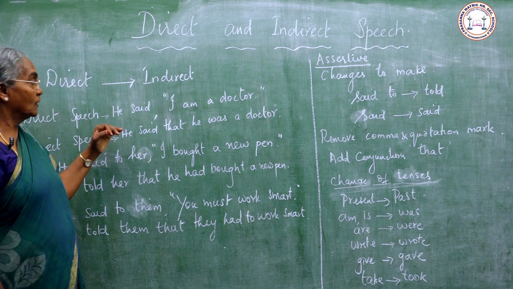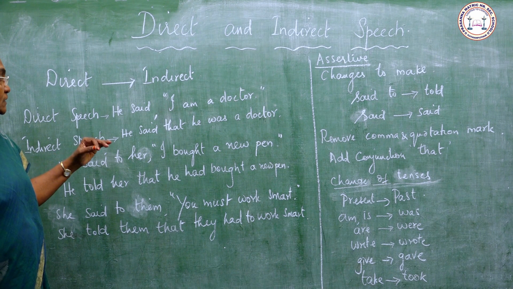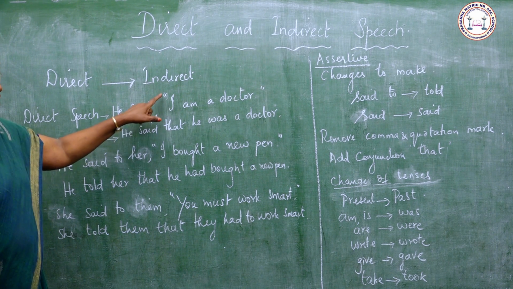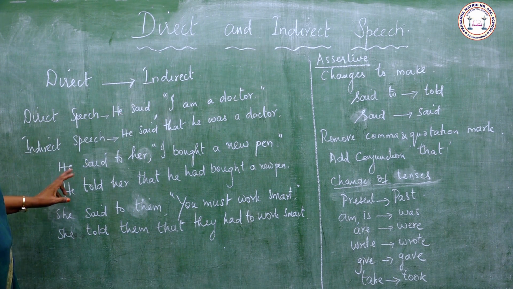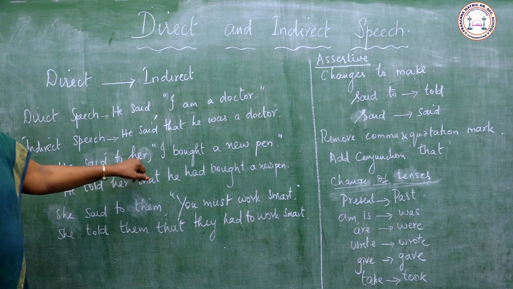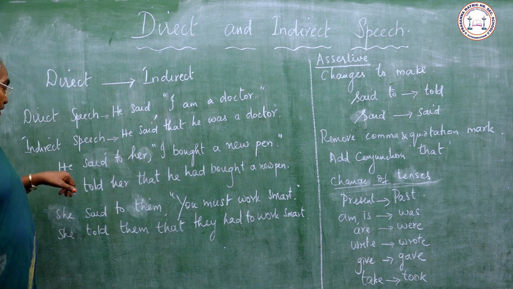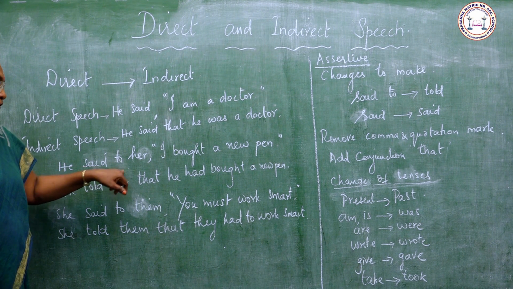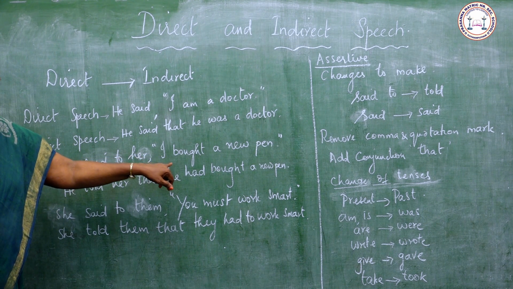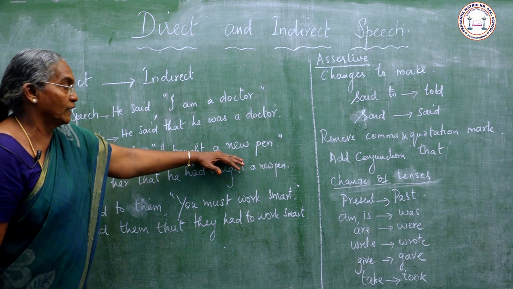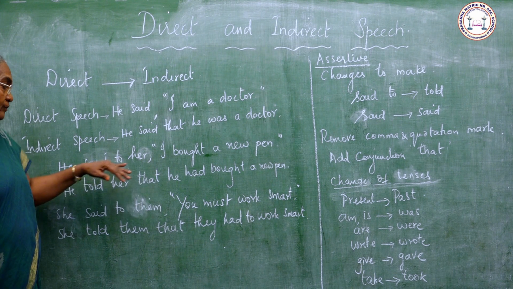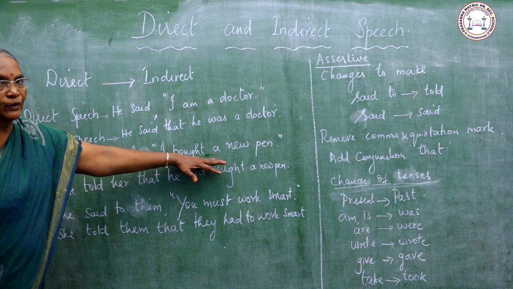See, what is the special thing you notice in the direct speech? There is comma and quotation mark. Now we shall see the parts of a direct speech. He said to her, "I bought a new pen." He is the speaker. Said to is the reporting verb and her is the listener. And I bought a new pen, it is the reported speech.